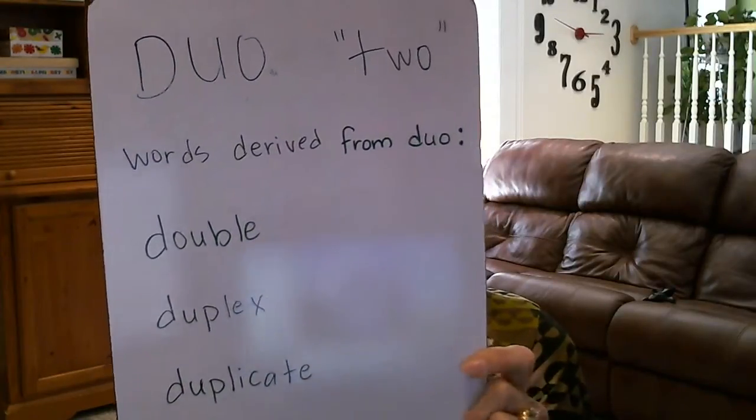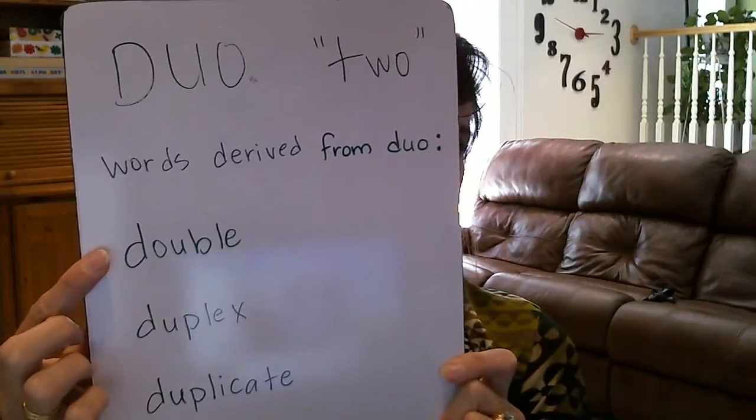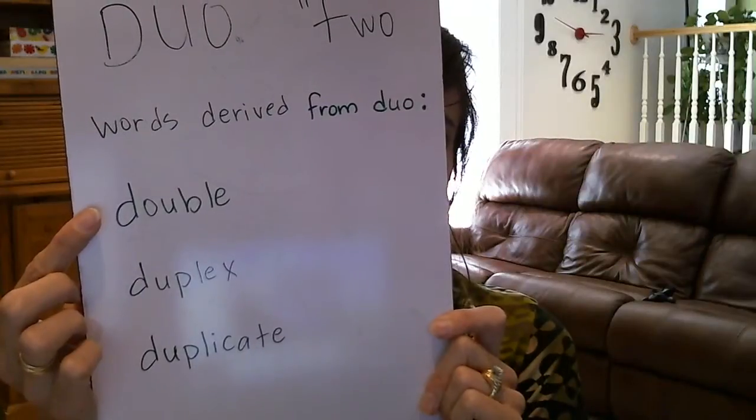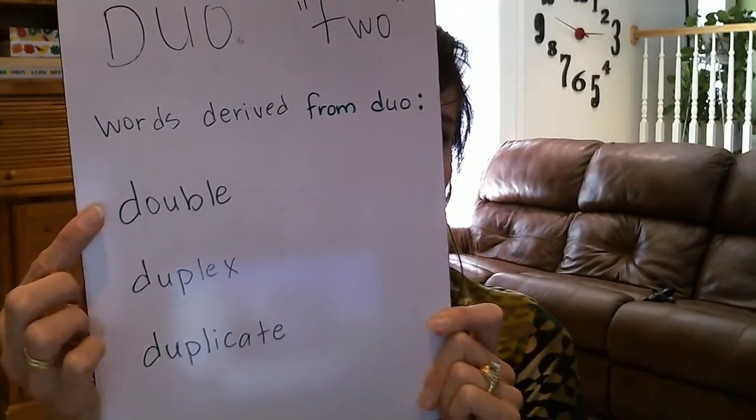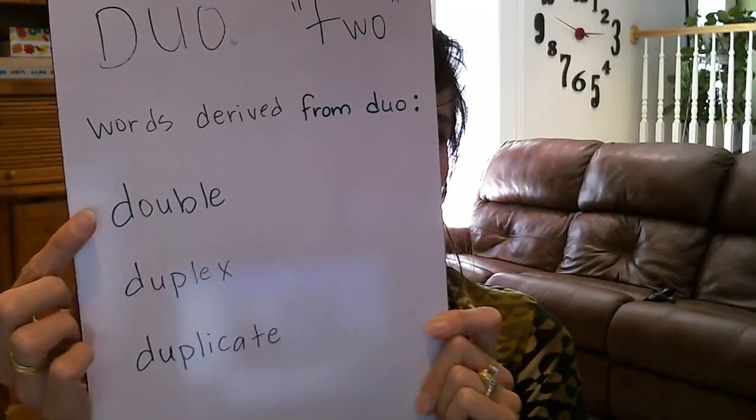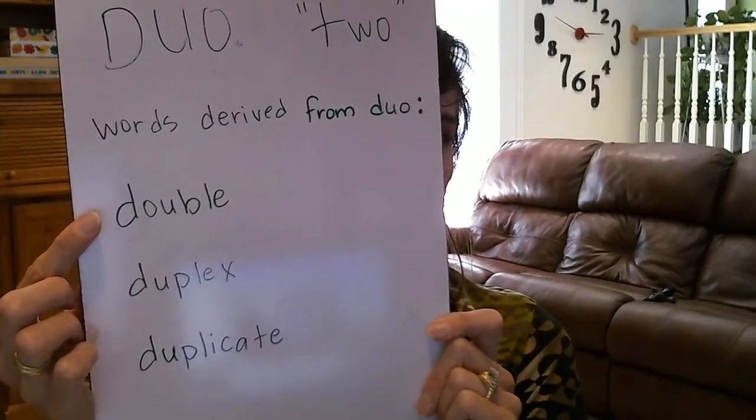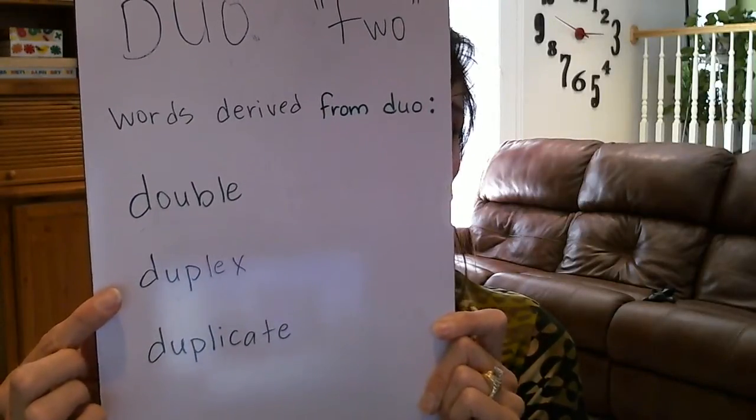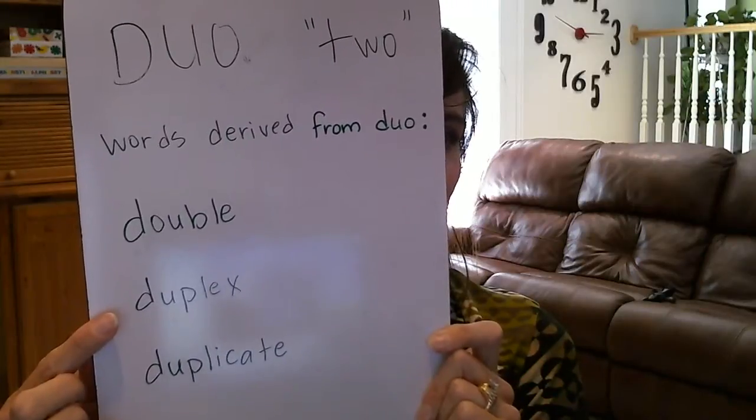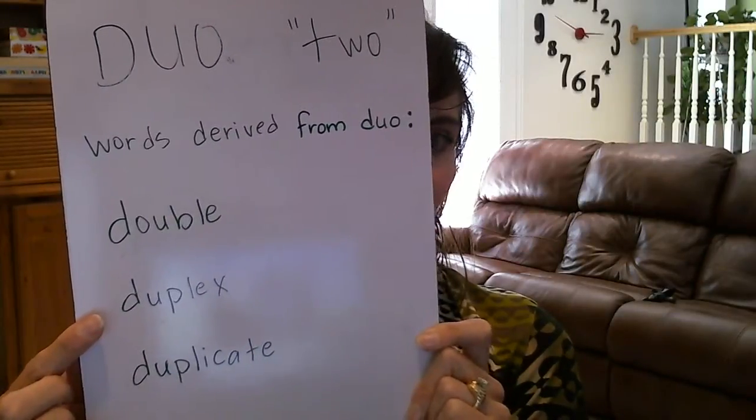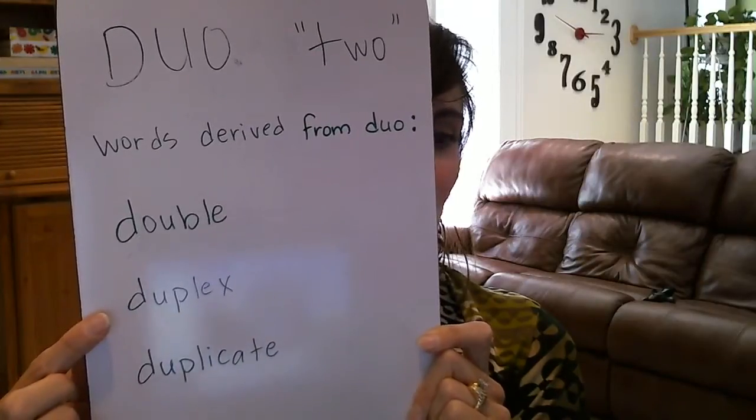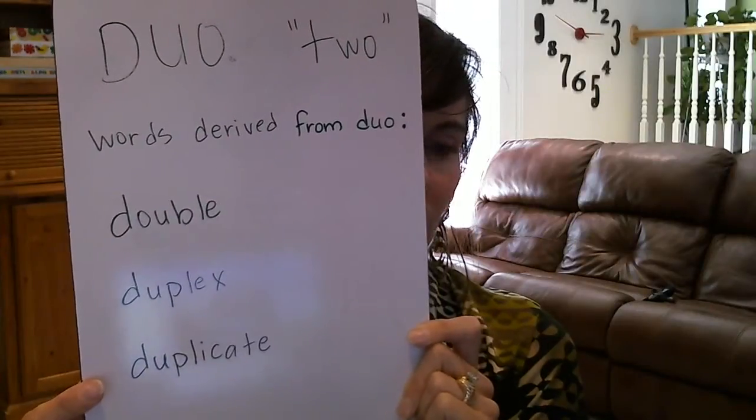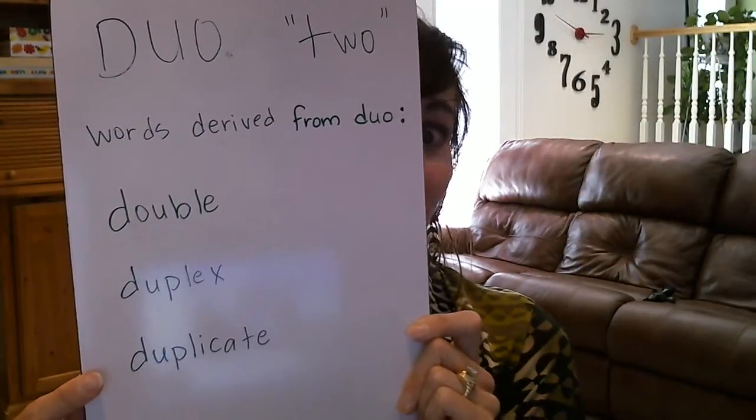Now, if you go down and look at the examples, double doesn't start D-U-O, it's D-O-U. Well, in the English language, you're going to find this. We have changed words quite a bit, but it's similar. And if you see a word that starts like that, D-O-U, it means two. Okay, the next one I have here is duplex. Again, it doesn't start D-U-O like the original root word, but it is duplex, D-U. And then the last one is duplicate, and that is the word that is in number 1.